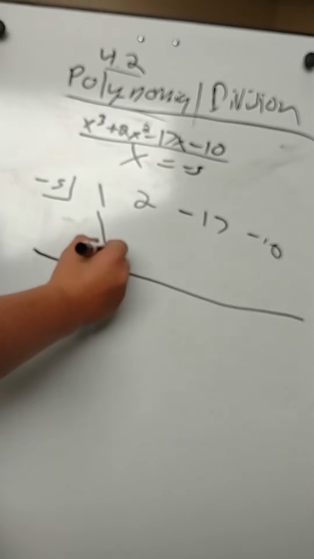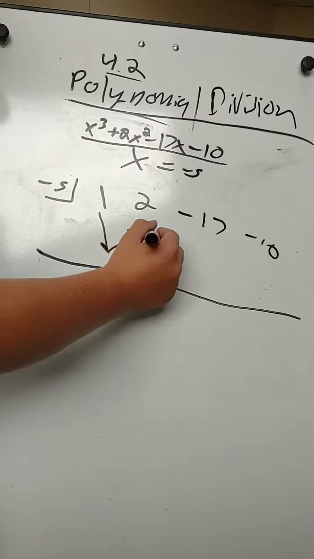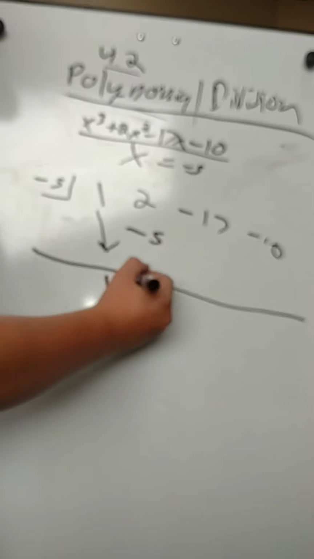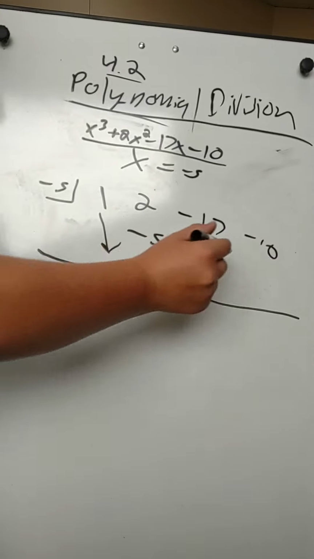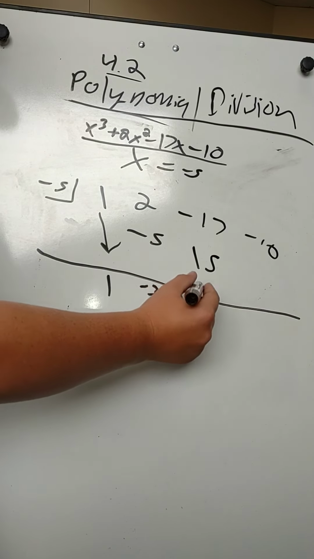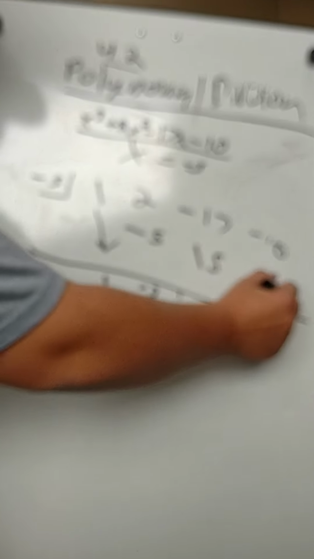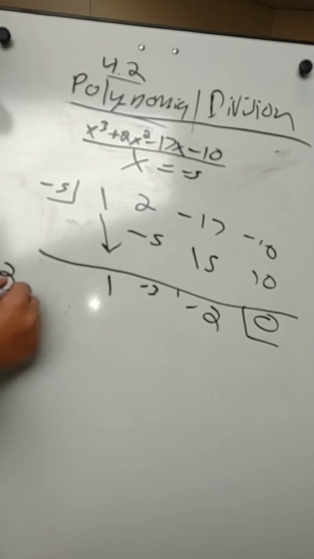And remember step 1, bring it down. Step 2, multiply. So we're going to get negative 5. And then step 3 finally is to add it. So we'll get negative 3. And then remember, just wash, rinse, repeat. So add, multiply, multiply. So we're going to get 15, and that's going to give us negative 2, and that's going to give us 10, and that's going to give us a remainder of 0. So x squared minus 3x minus 2.